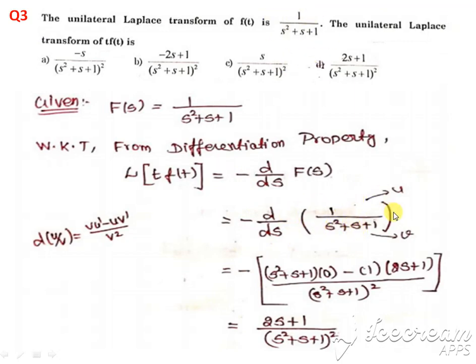For differentiation we need to apply the differentiation of u by v formula. Differentiation of u by v is equal to (v u dash minus u v dash) by v squared. So while applying this we get the answer as 2s plus 1 divided by s squared plus s plus 1, the whole square. So the correct answer is option D.